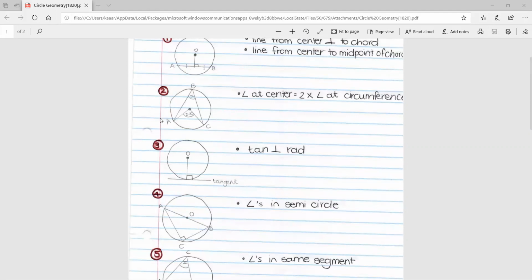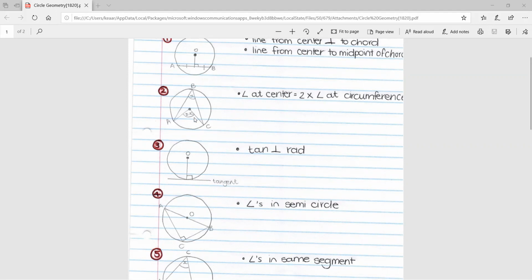Then, for the second theorem, this is the one which is angle at the center equals 2 times angle at the circumference. Basically what this is, if you have a chord, for example, AC, AC subtends an angle at the center and an angle at the circumference. It means that the angle that it forms at the center is going to be twice as big as the angle it forms at the circumference. So this will be x, and this will be 2x.